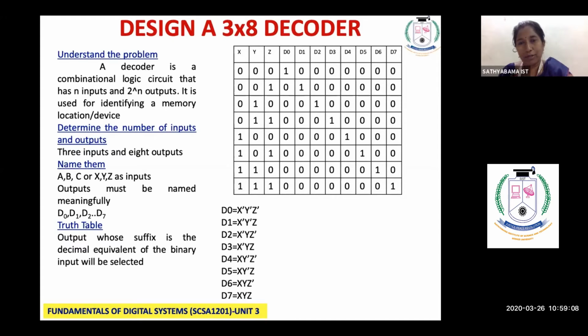So what is a decoder? Definitely it's coming in the third unit. A decoder is a combinational logic circuit, and this combinational logic circuit has n inputs and 2 power n outputs. So what do you mean by 2 power n outputs?